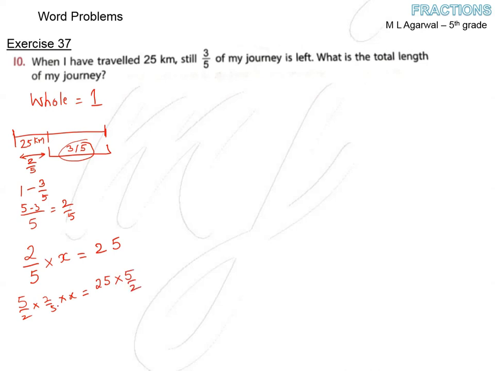So this 5, this 5, this 2, this 2. So I will get x is equal to 25 5s are 125 upon 2. Which is, if I divide it, 6 2s are 12, 2 2s are 4 and 0.5 kilometers. So my total journey is 62.5 kilometers. Clear?